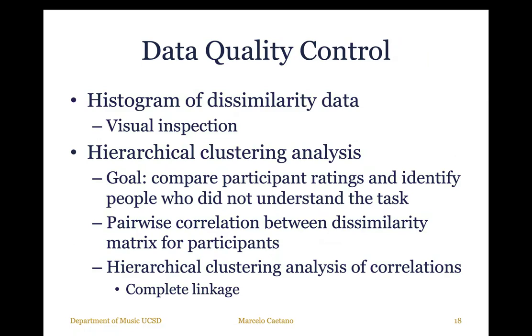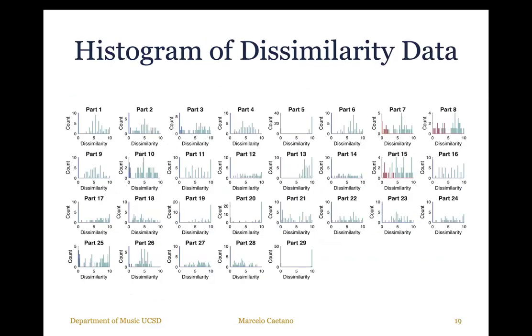But we are looking at the data. We are looking at a histogram of the dissimilarity data. This is going to be visual inspection to help us with the hierarchical clustering analysis, where the goal is to compare the participant ratings and identify people who did not understand the task, who has a very different dissimilarity matrix from the others. So basically, we perform a pairwise correlation between the dissimilarity matrix for all of the participants, and then we perform hierarchical clustering analysis on those correlation matrices using the complete linkage algorithm.